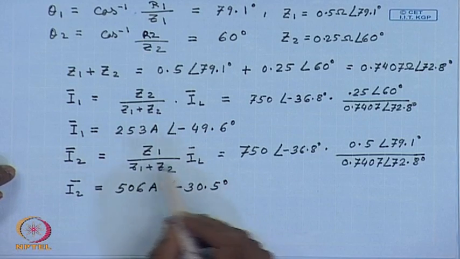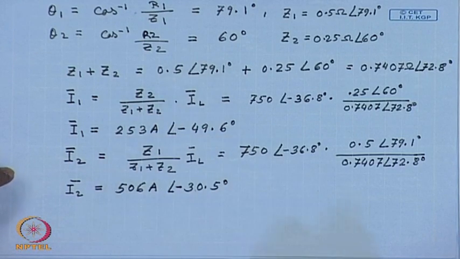Please note that these two currents are not in phase. Therefore, their phasor sum, instead of being the algebraic sum of 759 ampere, is just 750 ampere. So, that is what happens: if the angles of the series impedance are not the same, the total current that you can supply reduces.